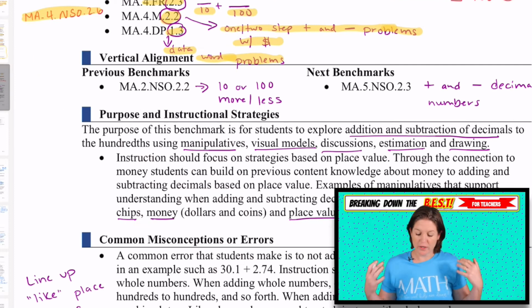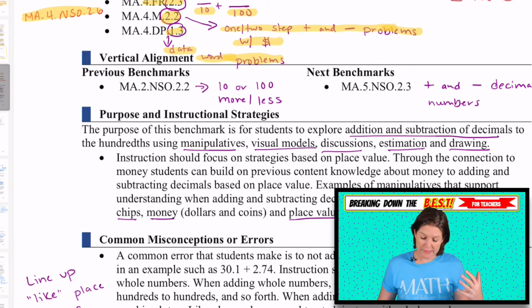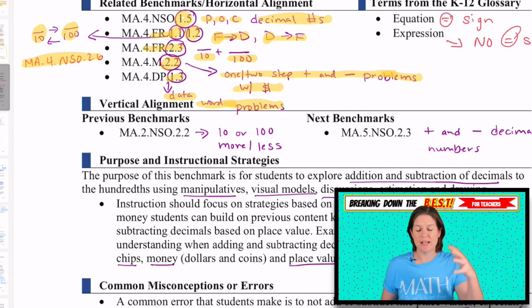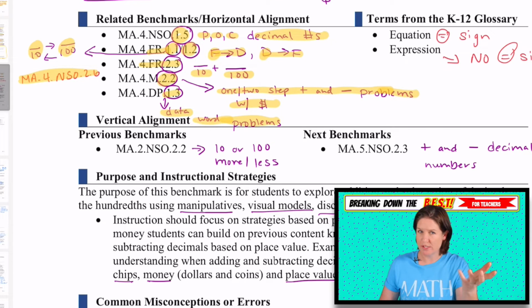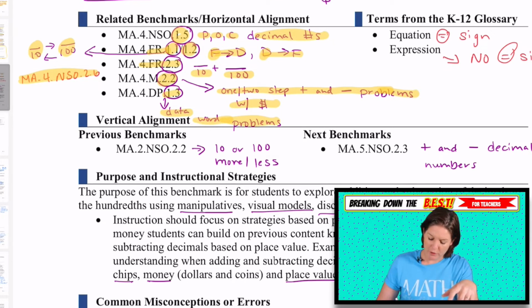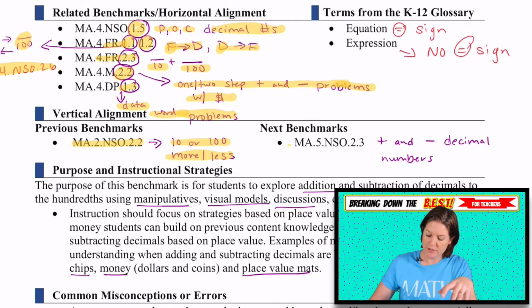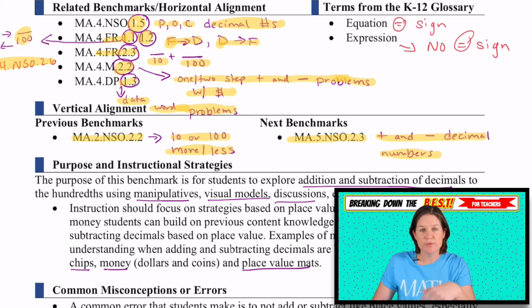Vertical alignment, so where are they coming from? Well, there isn't really anything that connects besides, we do add and subtract in 3rd grade, so that would connect here. And we do use place value blocks. So there is some of an alignment with 3rd grade, but they're referring to the 2nd grade standard, which is 10 more or 10 less there. And then next year in 5th grade, we will be adding and subtracting decimal numbers using more of a standard algorithm approach.